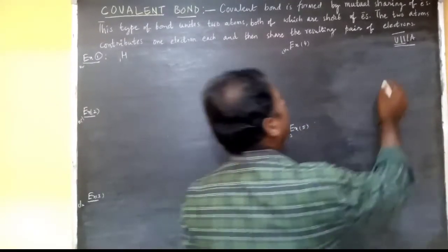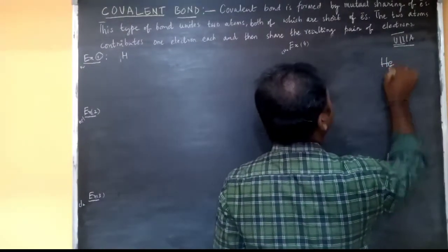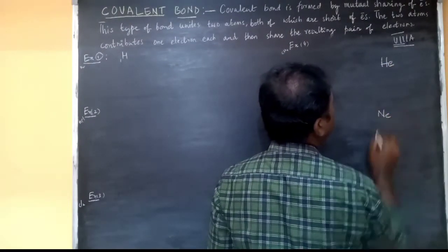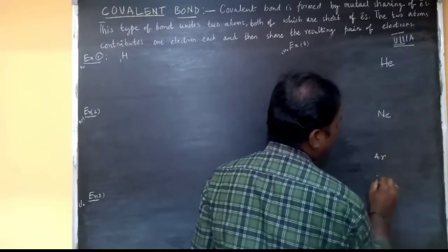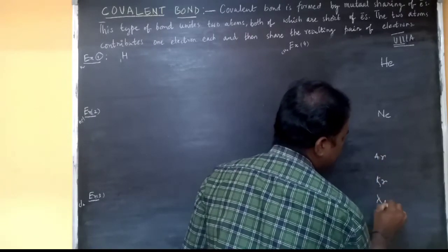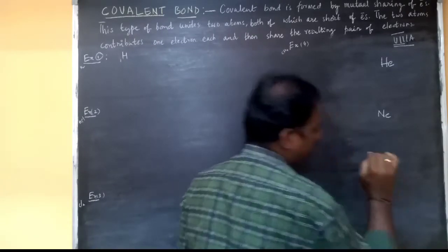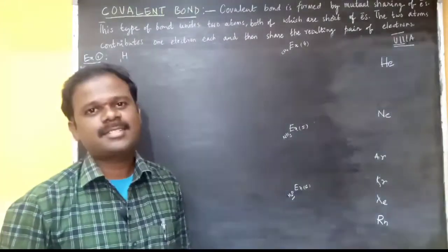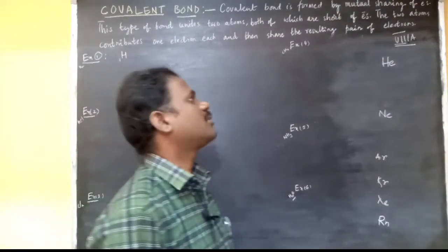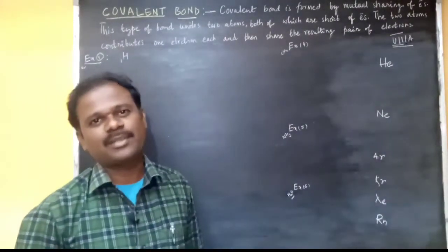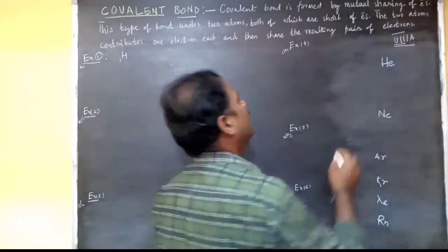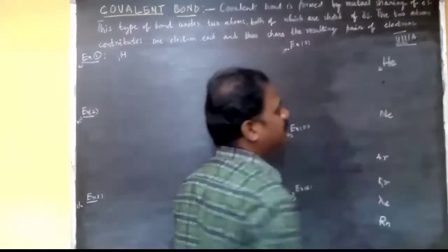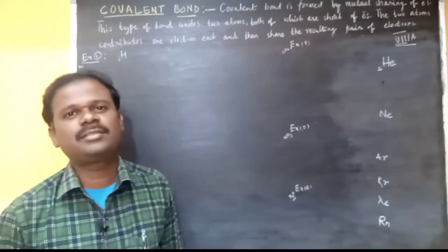Helium, neon, argon, krypton, xenon and radon. These are the elements which belong to the 8A group. And helium has atomic number 2.